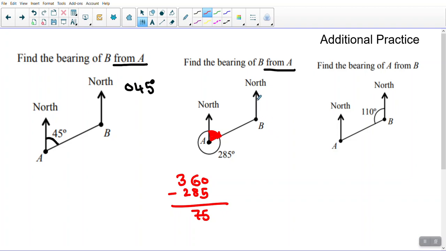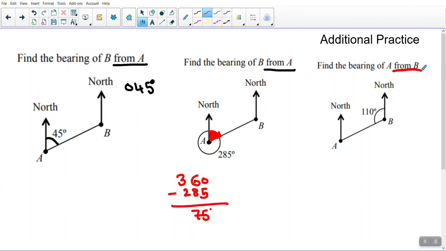So the bearing of B from A, which we just had to find, is 75 degrees. Now look at the next question. Find the bearing of A from B. Now look at the question here.